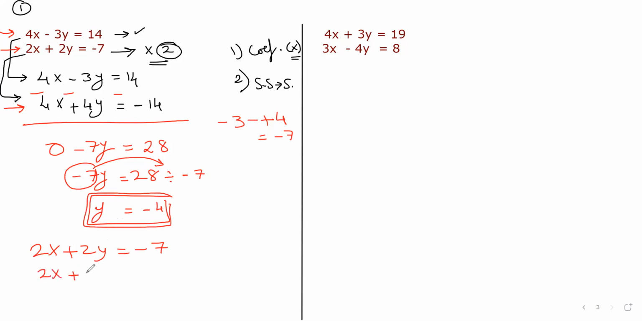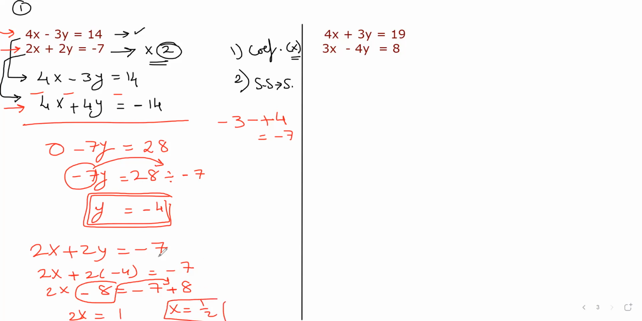So 2x plus 2 multiplied by -4 equals -7, and 2x minus 8 equals -7. Get rid of the -8, move it to the other side as +8. So 2x equals 1. So x equals half. Can I get a decimal value for one of the unknowns? Yes, of course, it can happen. Let's continue working out the rest of the question here. So I got y, I got x. If y is -4 and x is half, I got the 2 answers for these equations.